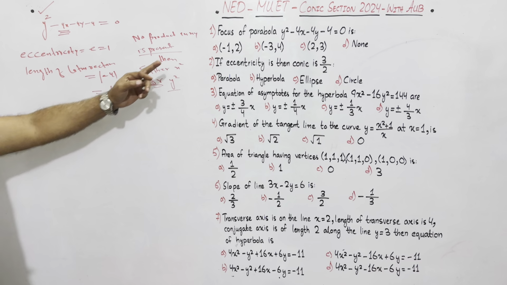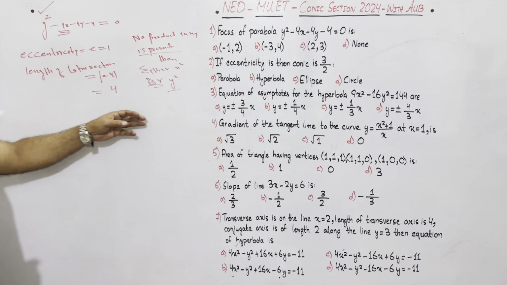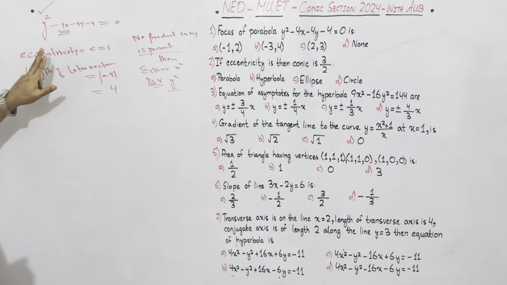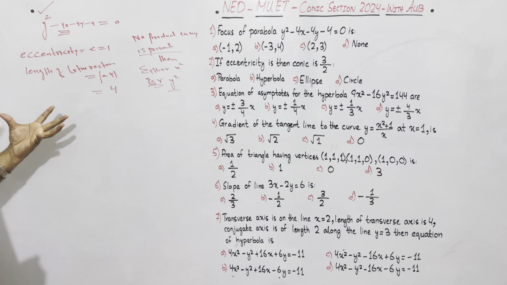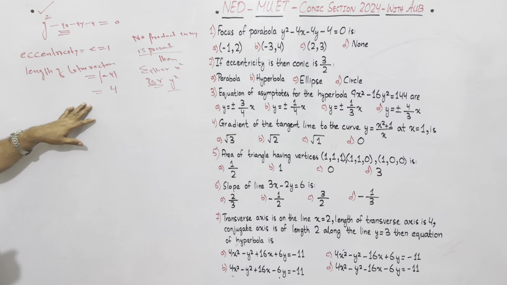If no product of x and y is present, then either x has a square or y has a square. It is easy to classify. This is the equation of a parabola. So in our case y has a square and there is no product of xy. It is a parabola. Some elements of a parabola can be predicted directly. The eccentricity of a parabola is always 1, and the length of latus rectum.